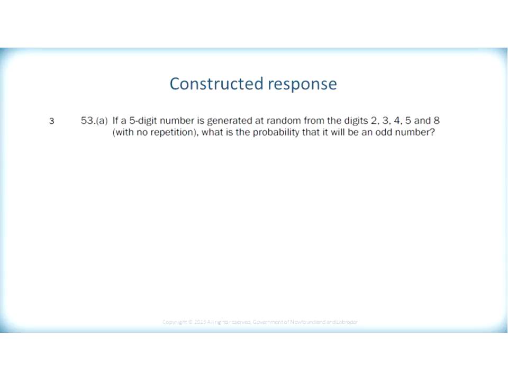A 5-digit number is generated at random from the digits 2, 3, 4, 5, and 8 with no repetition. What is the probability it will be an odd number? So now probability, once again, we have to figure out first what the total would be. 2, 3, 4, 5 digits. In the first position, there's an option of 5. In the second, there's 4, 3, 2, 1. That is, we have 5 options for position 1, 4 options for position 2, 3, 2, and 1. And that would give us 120 different options for the total.